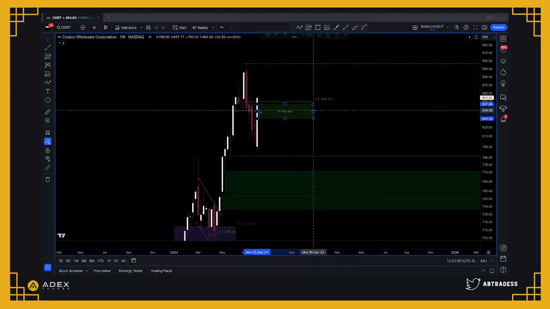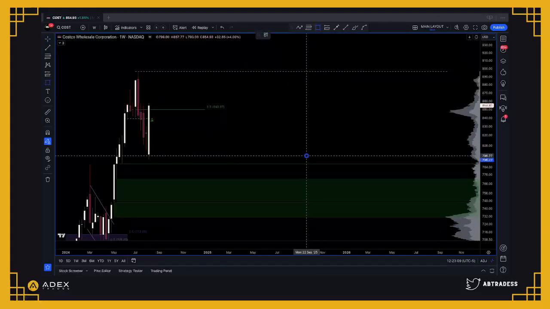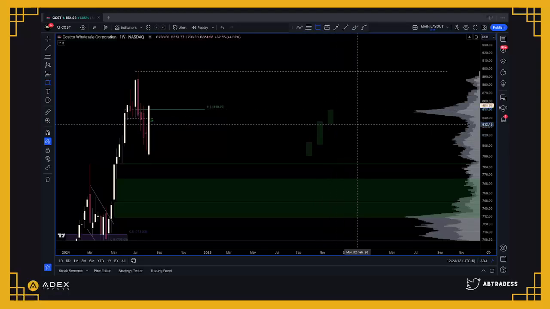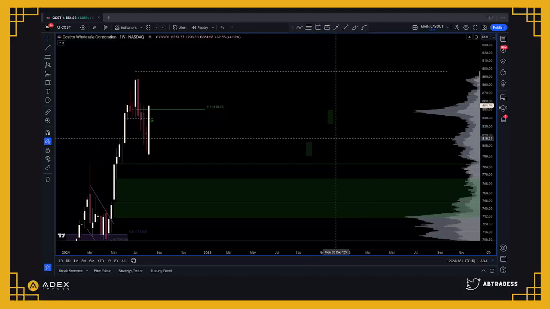So the reason we have this drawn out here is because remember, when you have displacement, you're taking into consideration three candles. And if I were to delete that initial middle candle, what would be there?